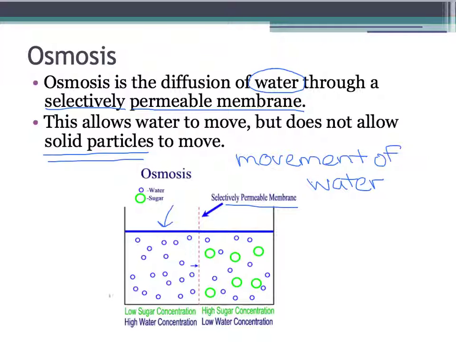So we have high water concentration. Remember, water is going to move from high to low. We have lots of pure water, and it's going to move to the low water concentration. So you're going to get these little guys going in here. So really focus in on the water.